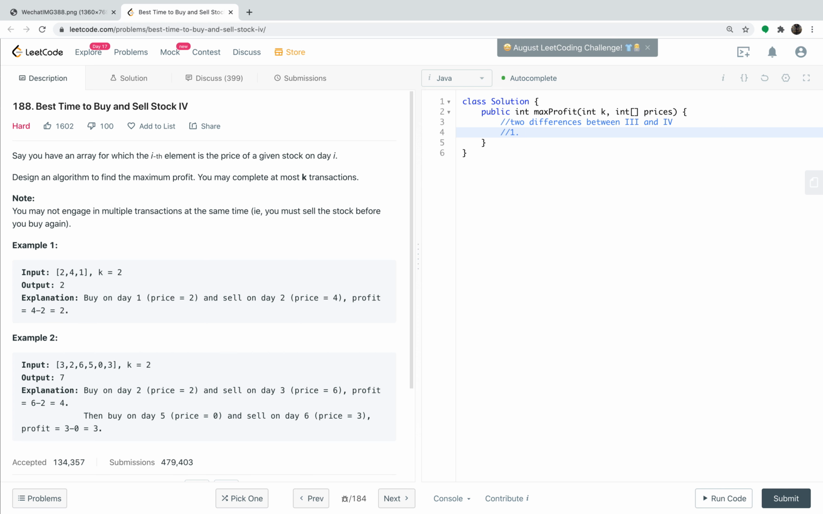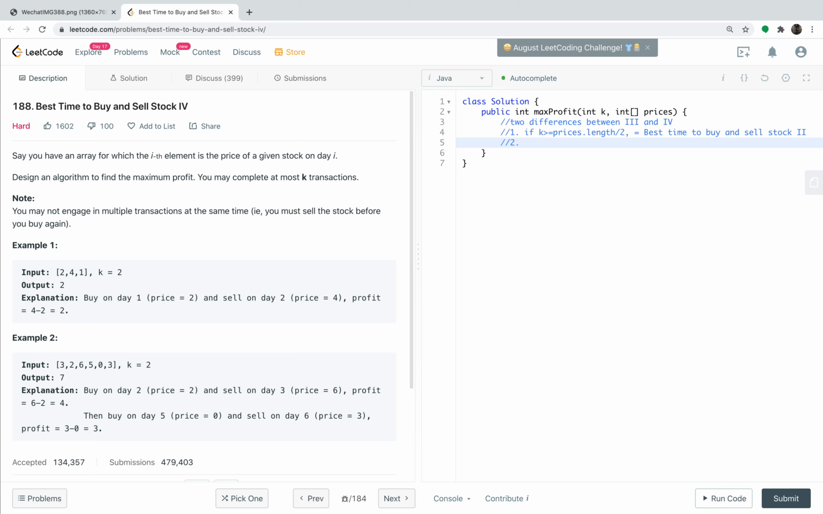The first is that if k is larger than or equal to the prices length, then this problem is equal to best time to buy and sell stock 2, because if k is larger than half of the prices length, then this question is kind of equal to we can do multiple transactions.